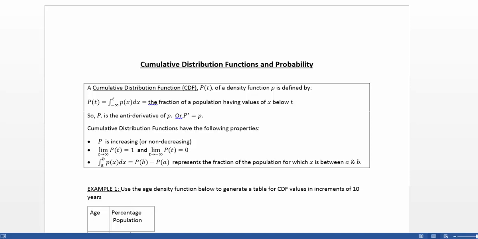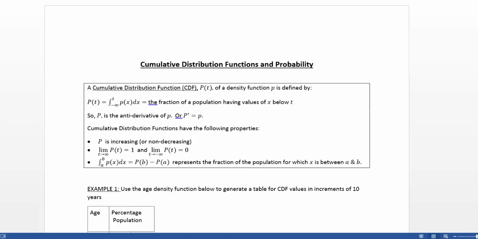Cumulative distribution functions. A cumulative distribution function, often noted CDF, is another way to consider the information we had when we looked at density functions. The CDF of a density function is defined as the antiderivative from negative infinity up to a point t of the density function, which represents the fraction of a population having values of x below t. So what that means is that we're considering what fraction of the population has a certain characteristic up through value t. So we are accumulating the area from the starting point all the way up to the point t, hence the word cumulative.